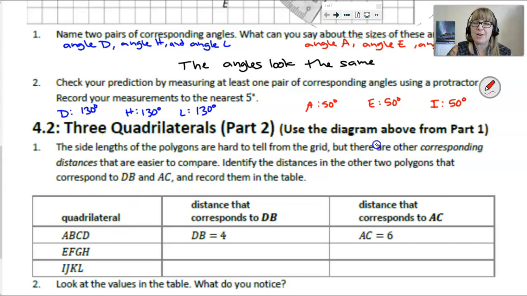Three quadrilaterals. Now it says using the diagram above, so we're using that same diagram. We focused on the angles. Angles looked like they were the same, measured them, they were the same. Now we're going to start looking at distances. And again, the distances are a little bit more difficult to measure on this one, so we're going to look for distances that we can measure. It says we have quadrilateral ABCD. Let's look at the distance from D to B.